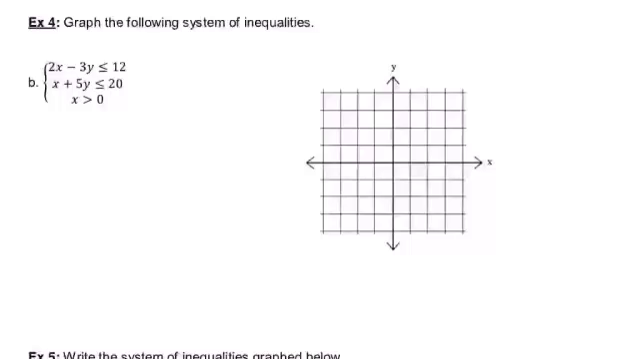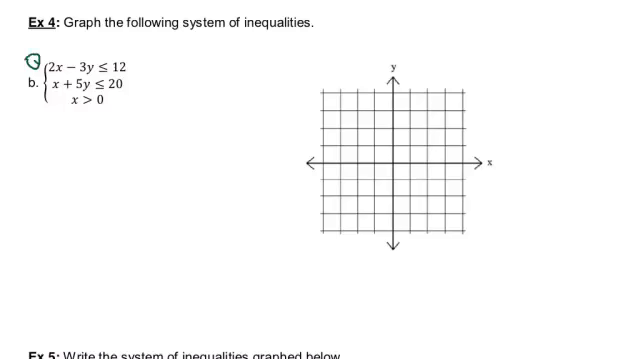Example 4 says, graph the following system of inequalities. If you remember, a system of equations is just one or more equations together. The same thing is true with inequalities. It doesn't have to be just two inequalities, it could be more than that as well. So we just have to graph all three of them together, see where all three are shaded in the same region. So we're going to start with our first inequality here.